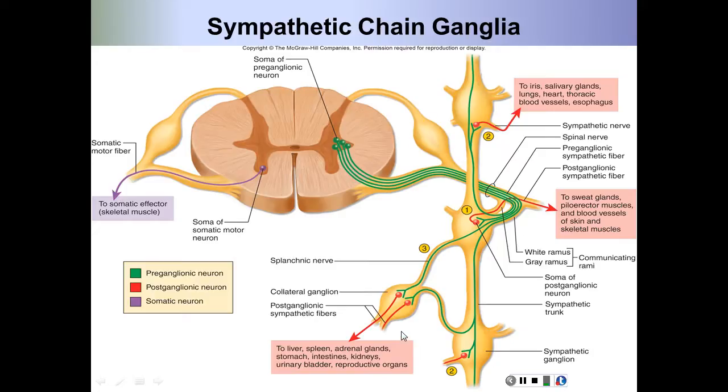Over here you see the postsynaptic fibers, which we already stated are unmyelinated, and they're going to leave the ganglia. There's one section here, another one here, and they're going to leave the ganglia by the gray communicating ramus, and then exit and extend to whichever target they're going to go to, whether it's the liver, the spleen, the kidneys, or even the reproductive system.